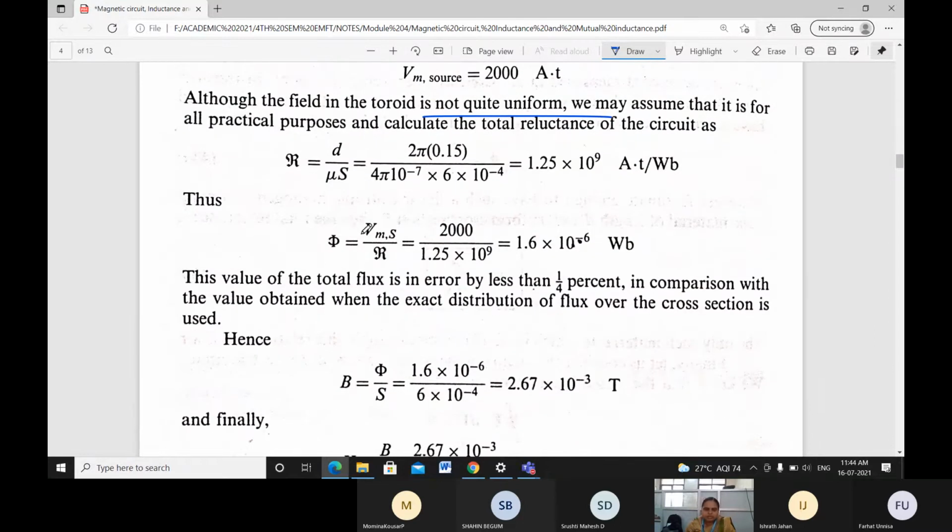Then the total flux is going to be the mmf divided by R. Substituting for that, you will get 1.6 into 10 raised to minus 6 Webers. And this value that we got for the total flux is in error by less than 1 by 4%. Observe here the 10 raised to minus 6; the error we got is very small in comparison with the value obtained when the exact distribution of flux over the cross section is used. The error we have taken is less.